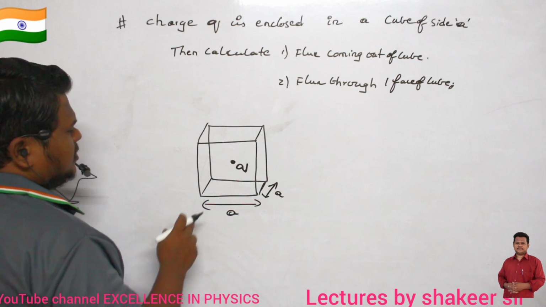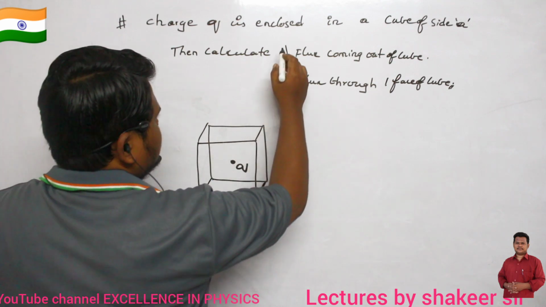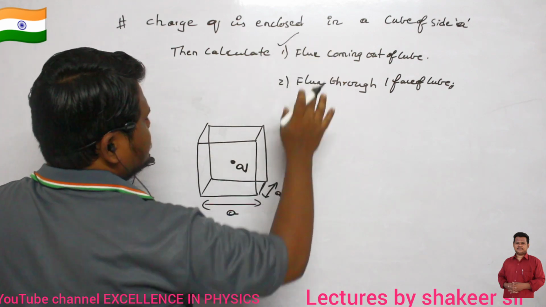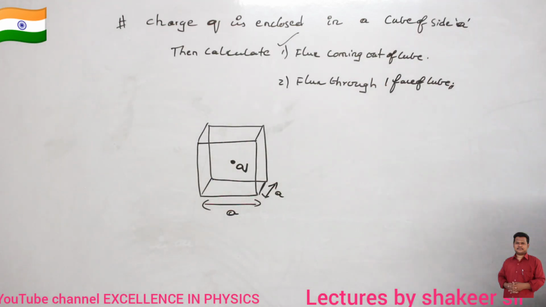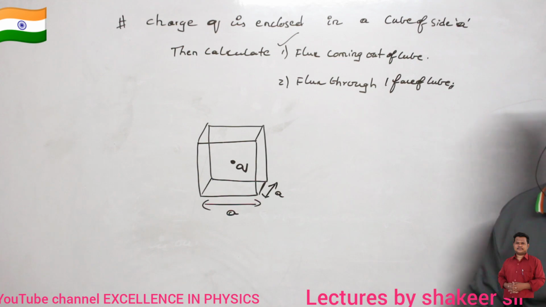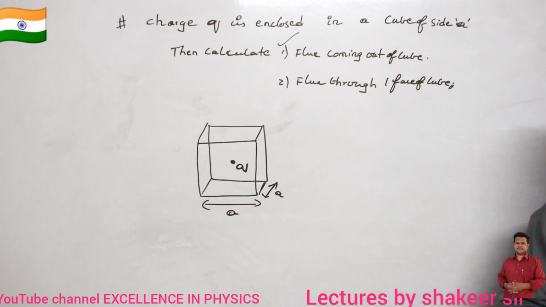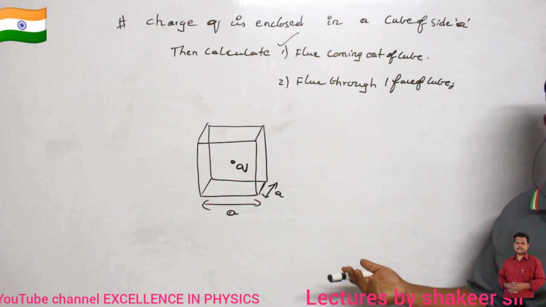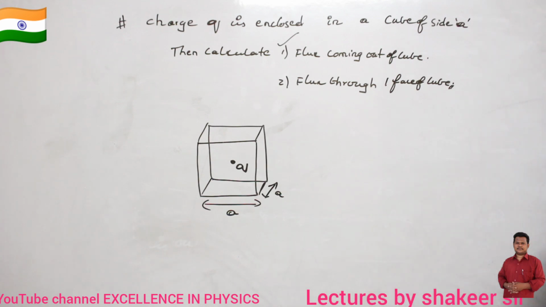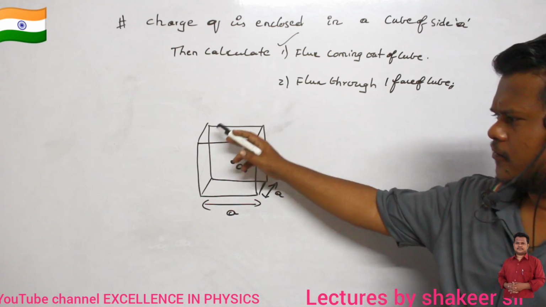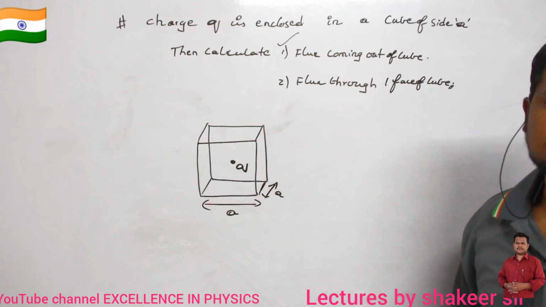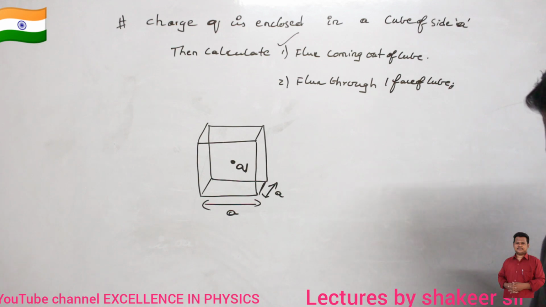Now, the first question is, what is the flux which is coming out of this total cube? How much flux will be coming out of this total cube? So this point charge continuously will be generating electric lines of force. So what is meant by flux? Flux is nothing but the total amount of electric lines of force, that's all. So therefore, total flux coming out of this cubical surface is how much?